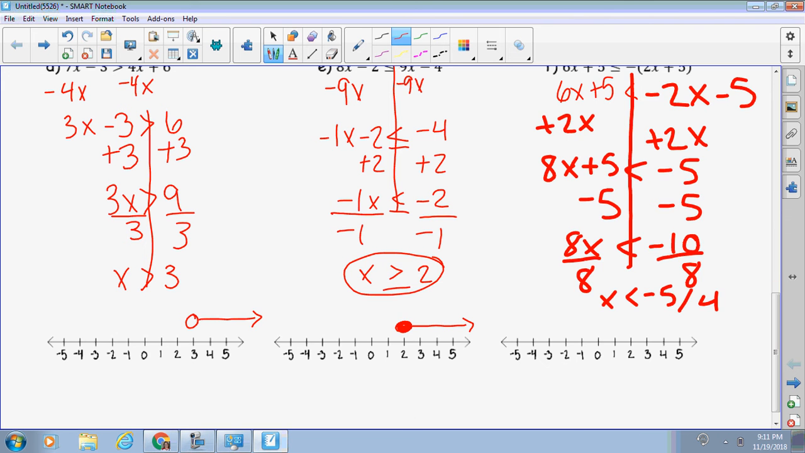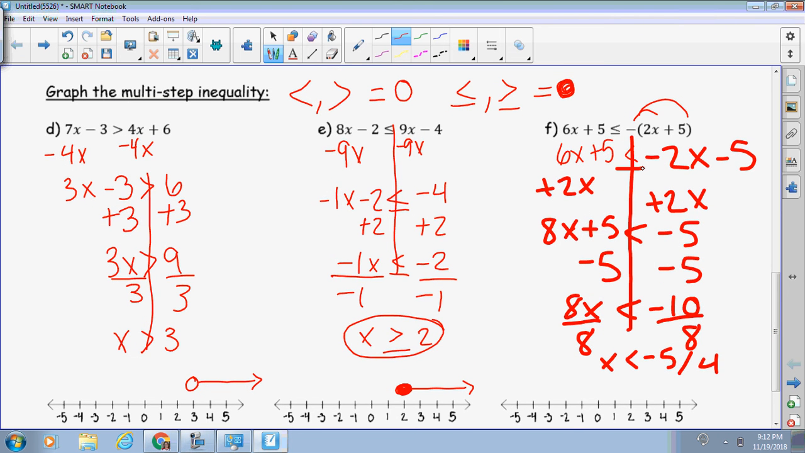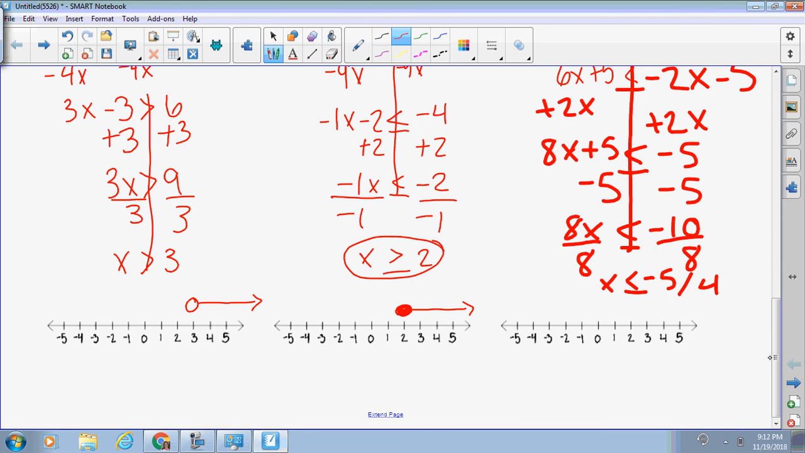See, I forgot my or equal sign under all my inequalities. Don't forget that. And draw a closed circle over that number. My arrow's moving to the left. Right, there you go.